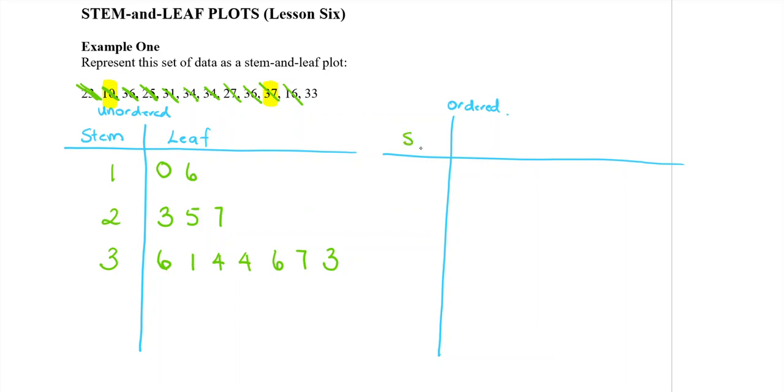Yep, so that's why I put unordered here. So that one's unordered. I'm going to do it again in order. So stem and leaf. So 1, 2, 3.